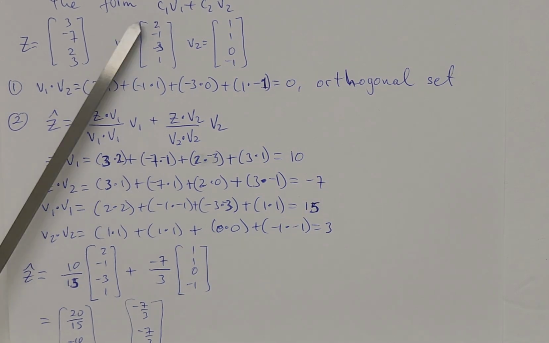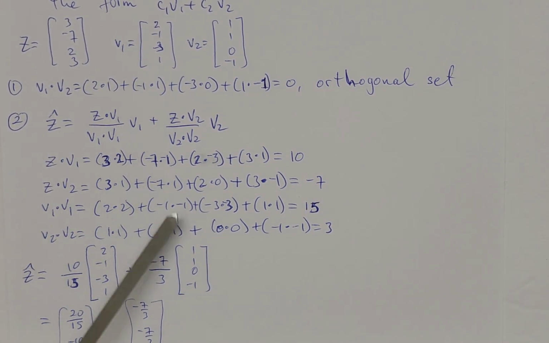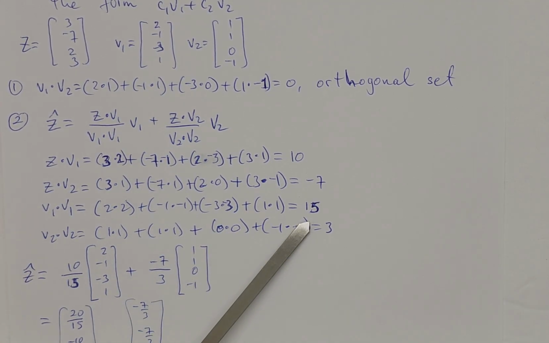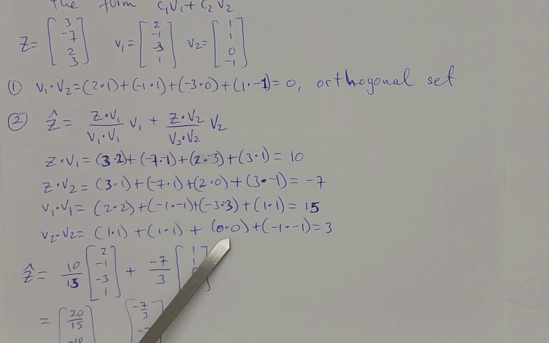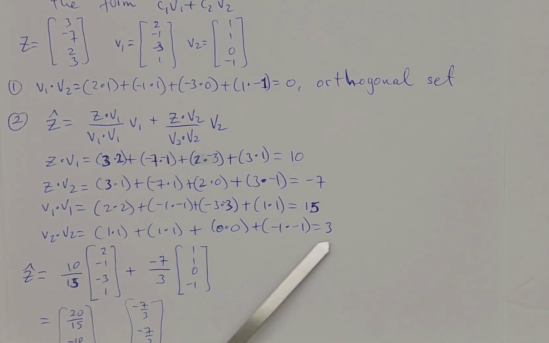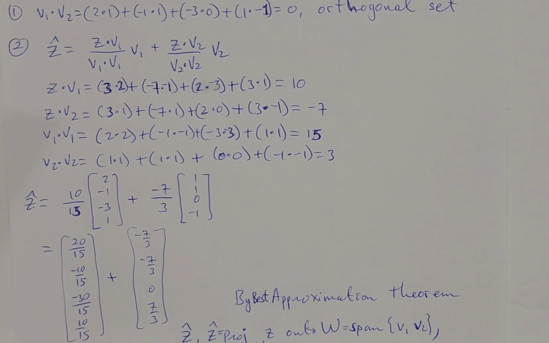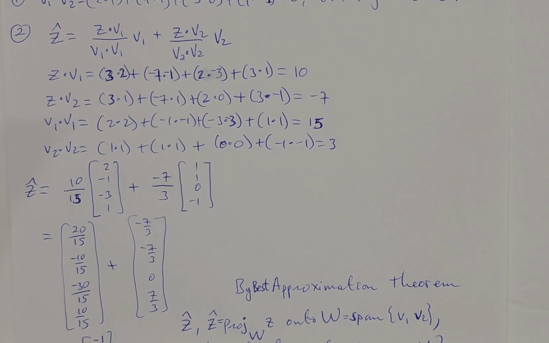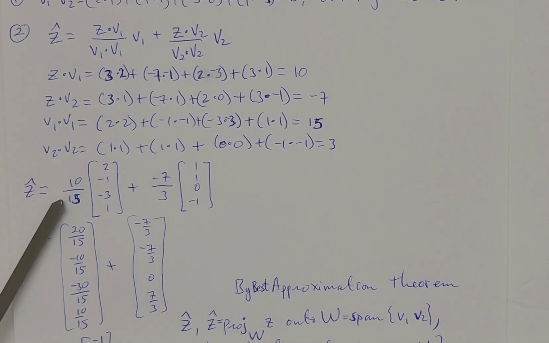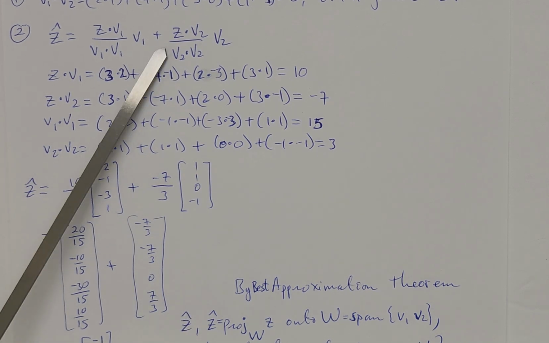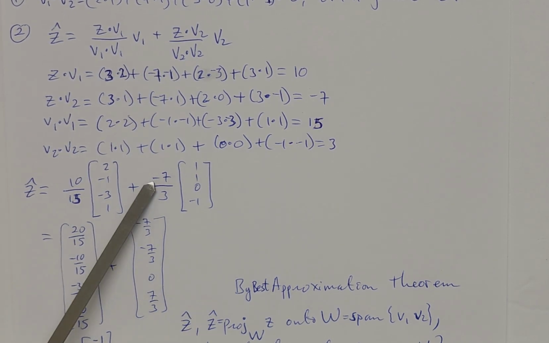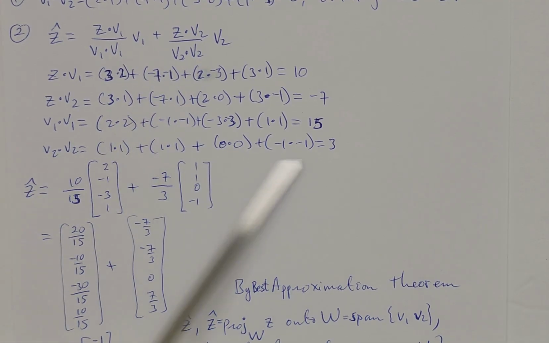Next, v1 and v1, so 2 times 2, negative 1 times negative 1, negative 3 times negative 3, 1 times 1 gives me 15. Next, v2 and v2: 1 times 1, 1 times 1, 0 times 0, negative 1 times negative 1 gives me 3. Okay, so now we have everything. Just plug everything in based on the variable. So zv1 is 10, v1v1 is 15, zv2 is negative 7, v2v2 is 3.